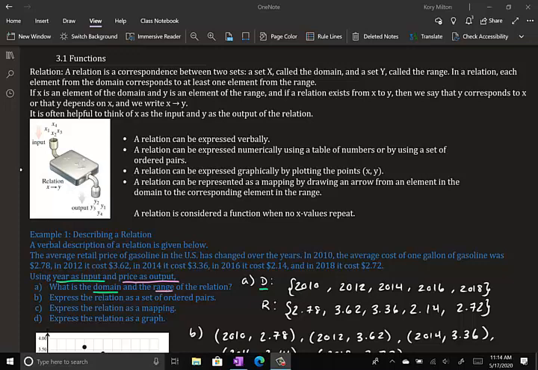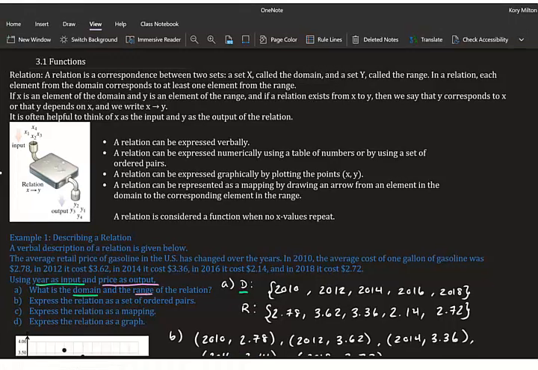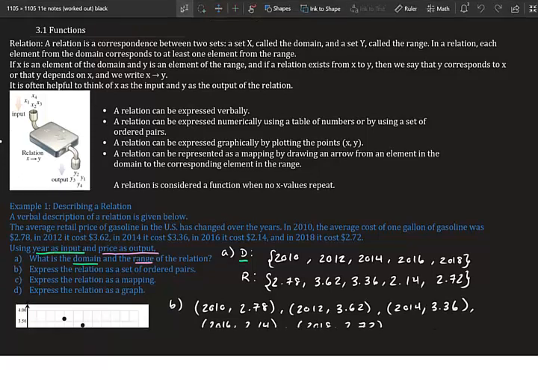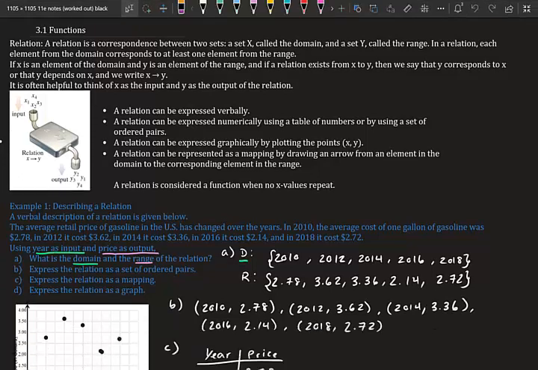3.1 Functions. So a relation has something to do with functions. So let's go into what a relation is.